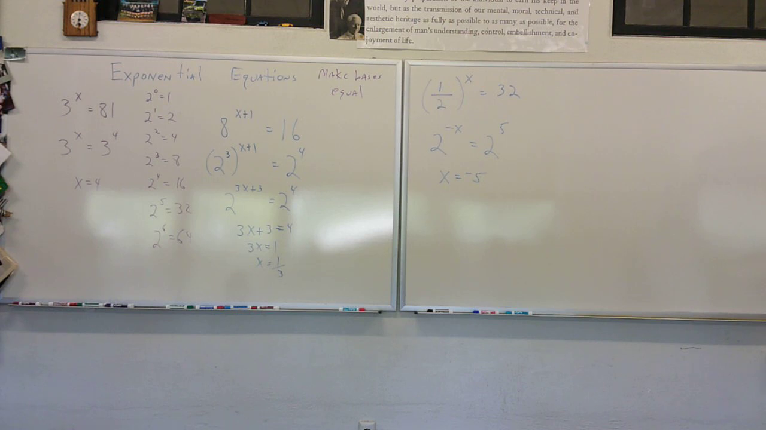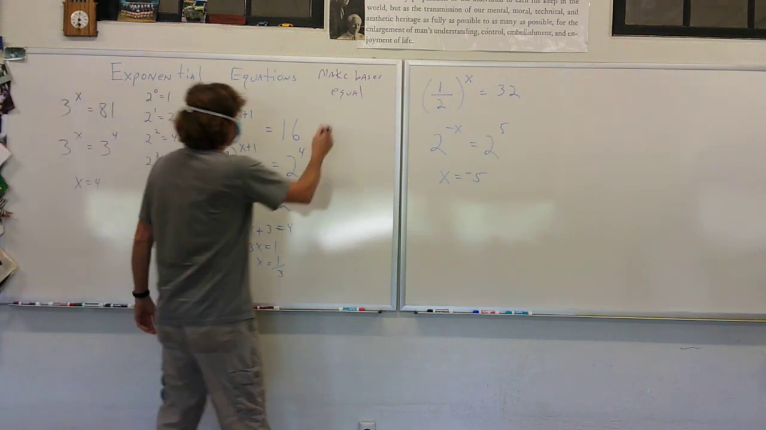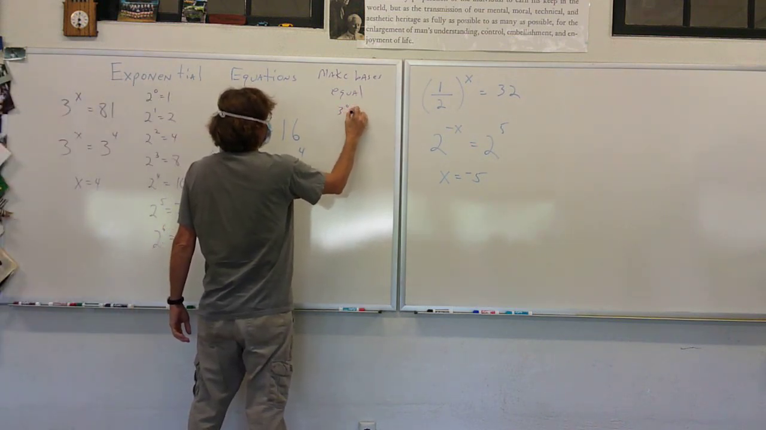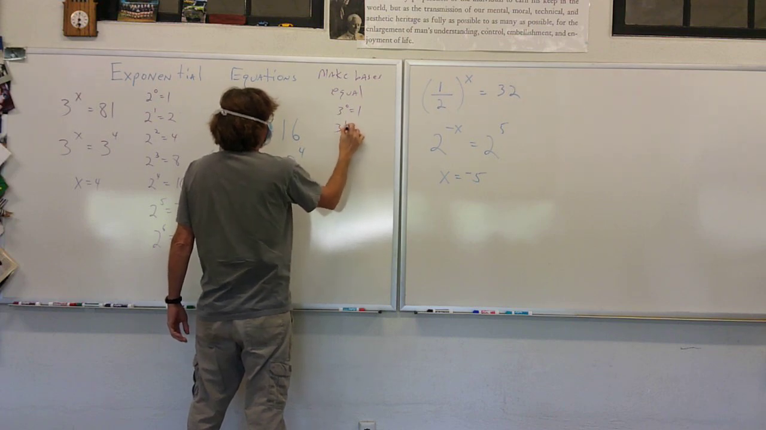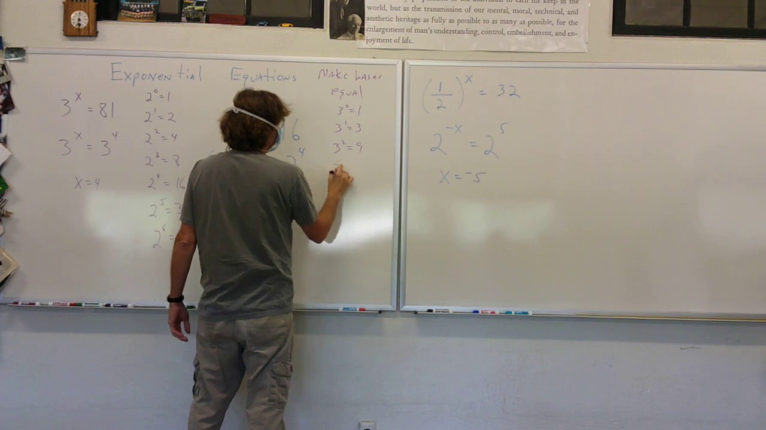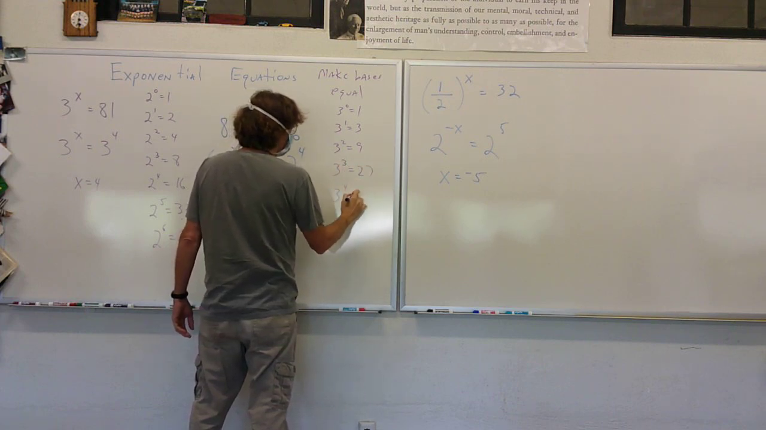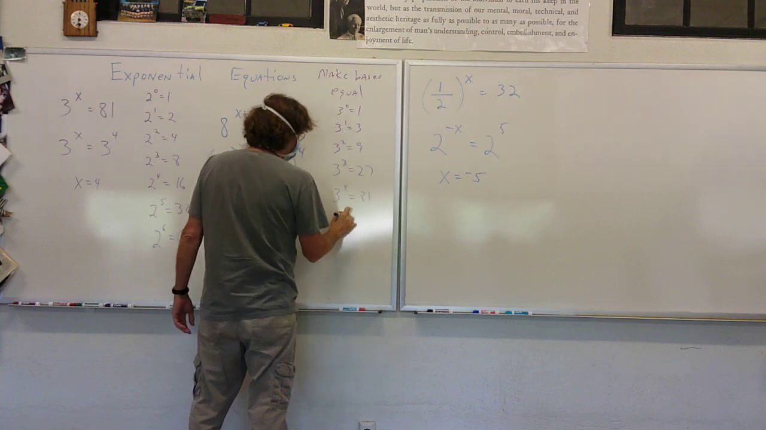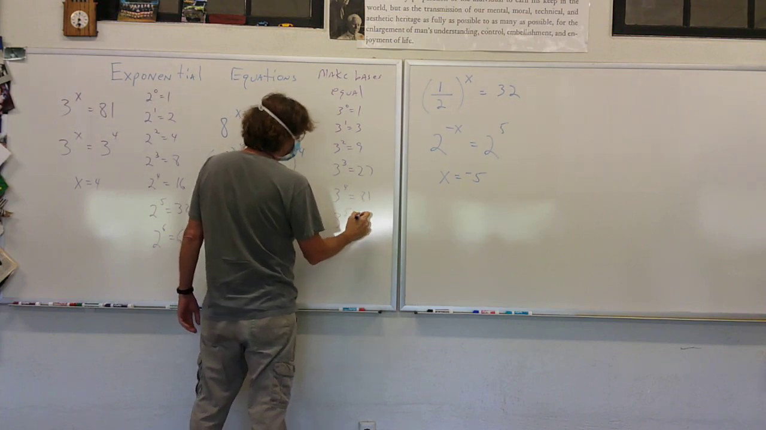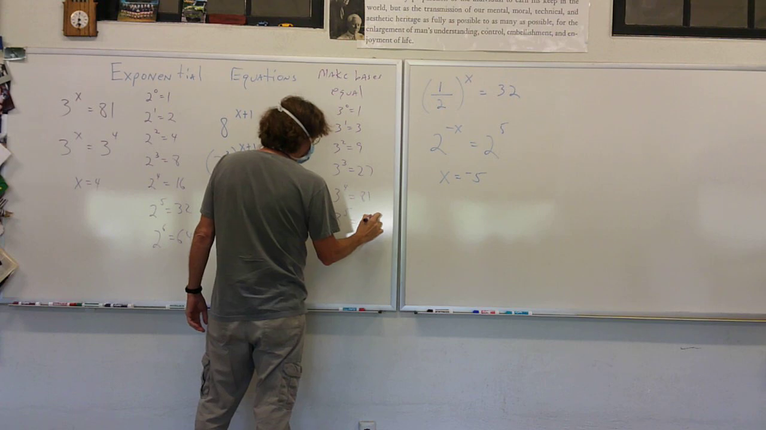And 2 to the 0 is equal to 1. I put that one up there just to reinforce that when you raise it to the 0 power, you get 1. Then the 3 list. Well, 3 to the 0 is equal to 1. 3 to the first is 3. 3 to the second, 9. 3 to the third, 27. 3 to the fourth, 81. And go ahead and do 3 to the fifth, which is 243.